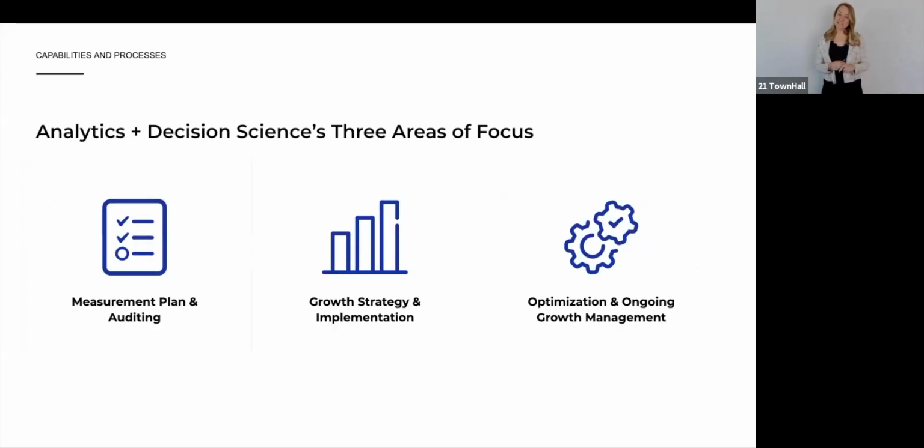Our analytics and decision science process usually follows 3 key steps, and we're going to be talking about some of these today. We're going to talk about measurement plan and auditing. So do you have a strategy in place to measure your campaign performance? We're going to talk about growth strategy and implementation. So once you have a program going, how do you optimize that campaign? And then ongoing optimization and growth management also. So over the first year, second year, third year of a campaign, how do you keep making sure it works really well?